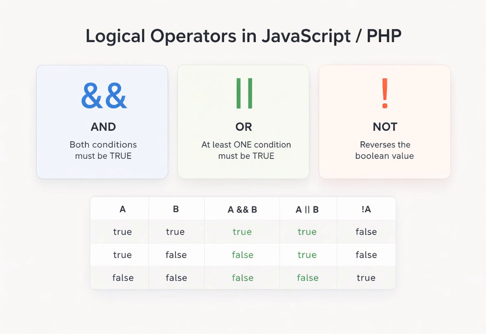There are three core logical operators you need to know. First is AND, written as two ampersands, double ampersand. AND means both conditions must be true for the overall result to be true. Second is OR, written as two pipe characters, that vertical bar above your enter key, typed with shift. OR means at least one of the conditions needs to be true. And third is NOT, written as an exclamation mark. NOT simply flips the value. It turns true into false and false into true. These three operators are the building blocks of all conditional logic in programming.